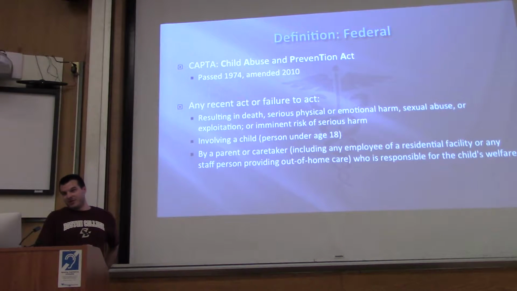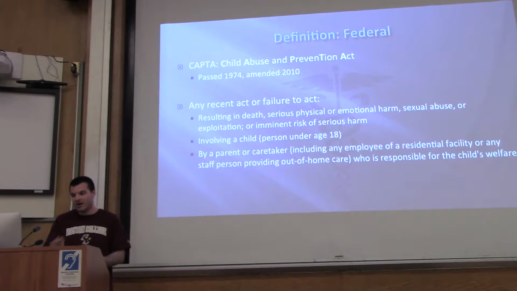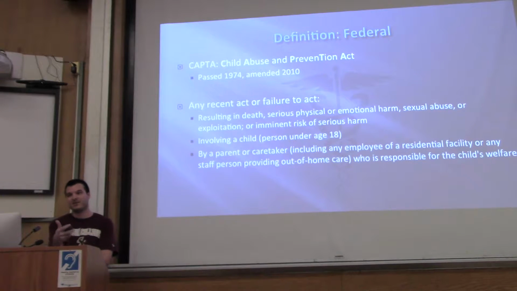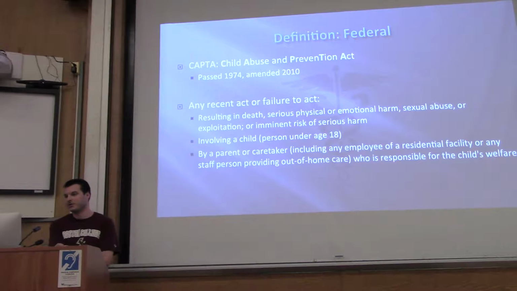All right. Some boring stuff first. So 1974, Congress passed something, CAPTA, Child Abuse Prevention Act. They amended it in 2010, so there's federal legislation. They define child abuse as any act or failure to act resulting in death, physical or emotional injury, sexual abuse, exploitation, or imminent risk of harm, which can be used to define a variety of things. Involving a child under 18 by a parent or caretaker, and caretaker is also a very broad definition. Daycare worker, someone who's watching the kid for an hour that the parent gives caretaking responsibilities for.